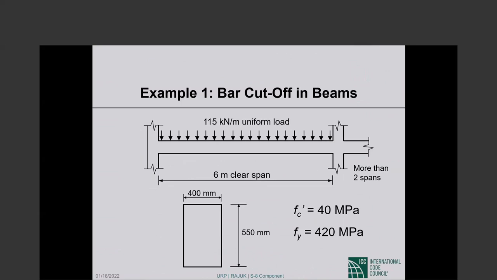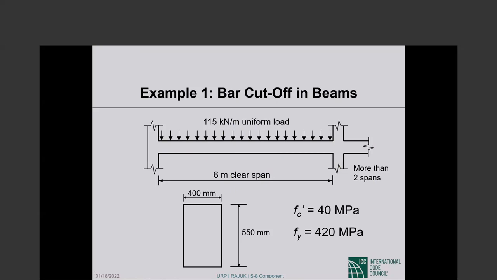Okay, so the first example is bar cutoff in beams. A beam, this is the end span. It continues over several spans, more than 2. 115 kilonewton per meter is the uniform load, with a 6 meter clear span. We are deliberately using the same beam for different examples, so you can compare and put things together.